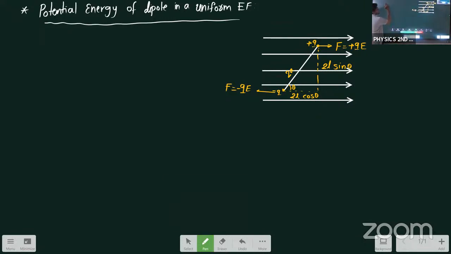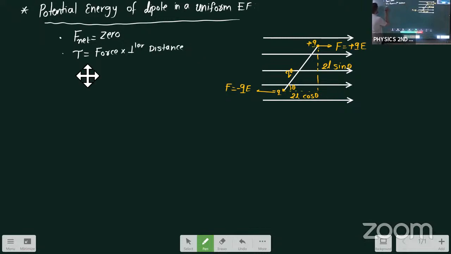Now see here, what was the formula for torque we got? We came to know that whenever an electric dipole is placed in a uniform electric field, the net force acting on the dipole was zero. Whenever the net force acting on the dipole was zero, we said that torque will be developed. And what was the formula for torque? It was force into perpendicular distance.